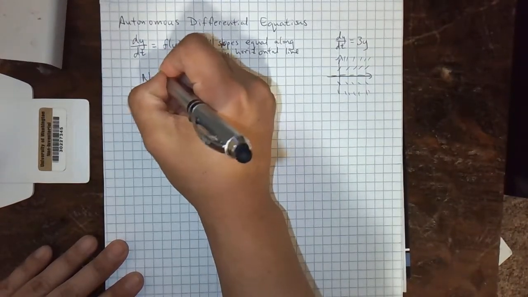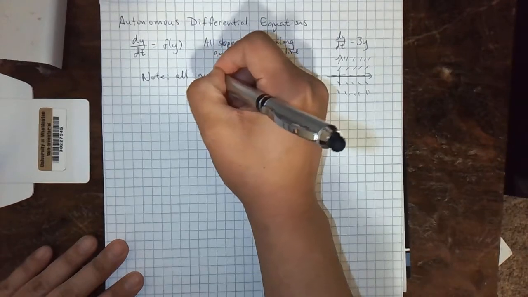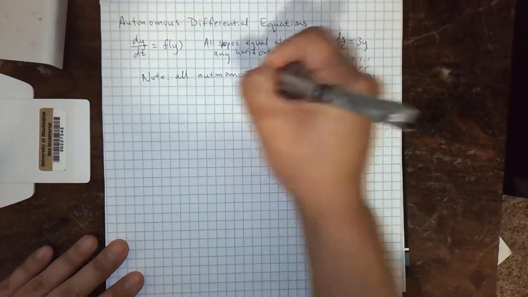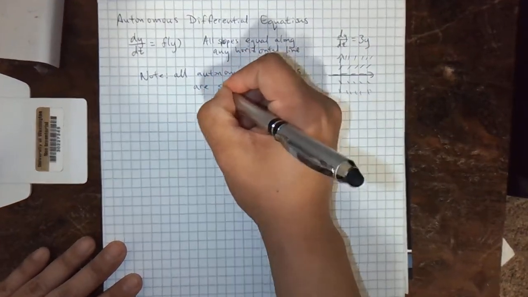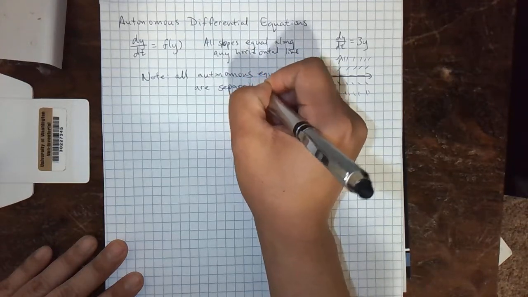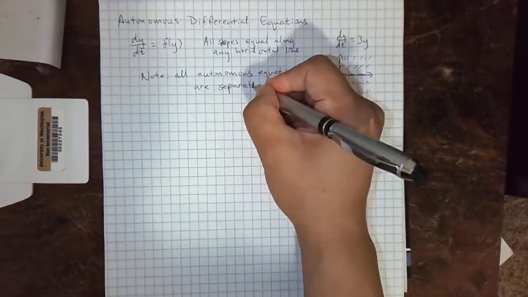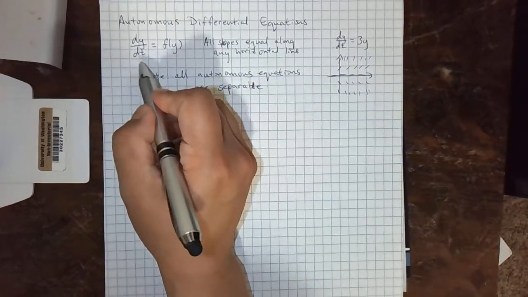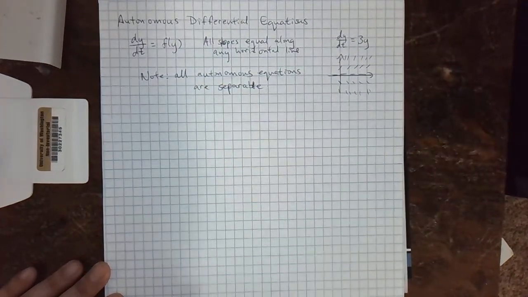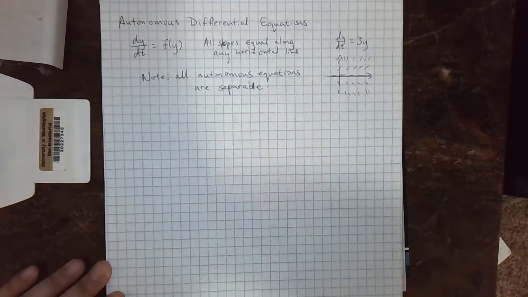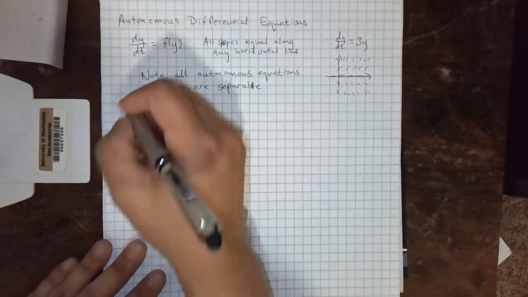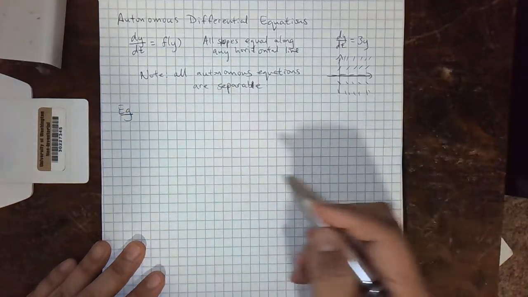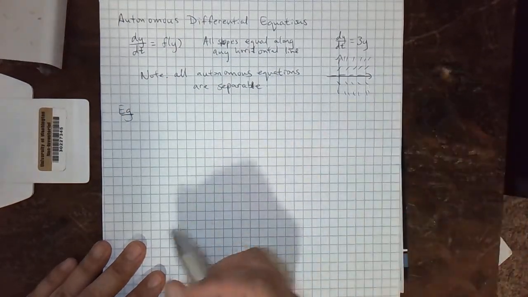It's not a perfect sketch. Note that all autonomous equations are separable, so they're easy to solve explicitly. You can just divide both sides by f of y, multiply both sides by dt, and then you've got it separated. You might have to do some funny partial fractions, or it might be difficult to integrate. But as long as it's a function whose reciprocal can be integrated, you're good. Let's do an example of one that's a little bit more complicated than these linear ones.